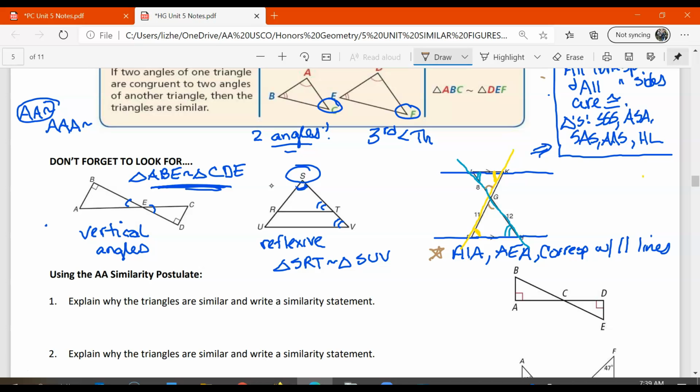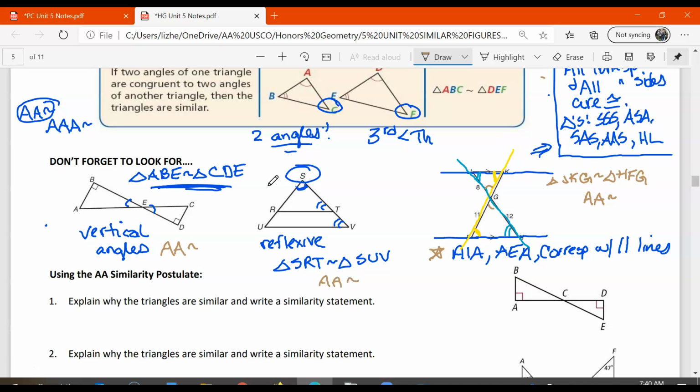So therefore, we can say, let's see, we have triangle JKG is similar to triangle HFG. Make sure your letters line up, and that would be the AA similarity postulate for all of these. AA.